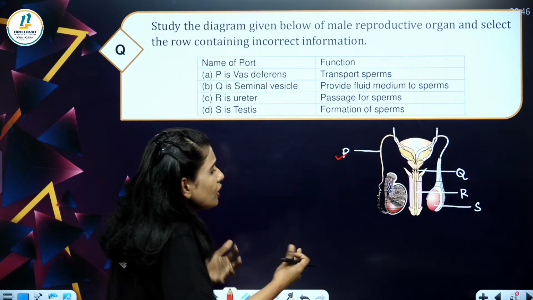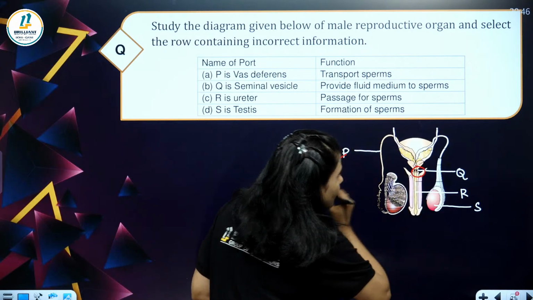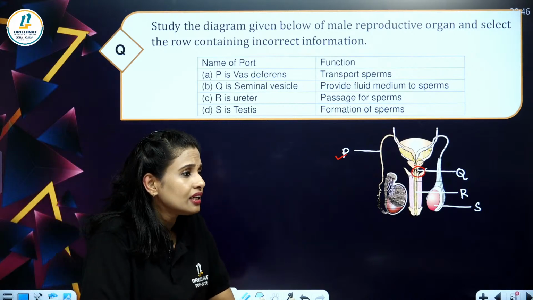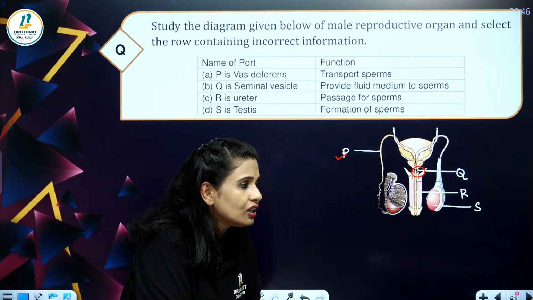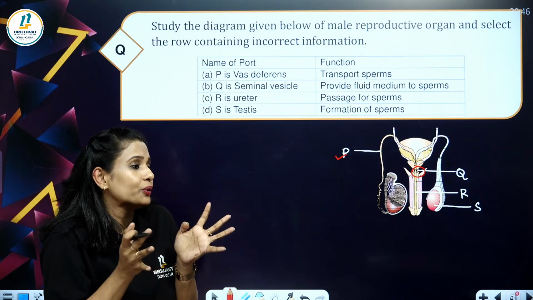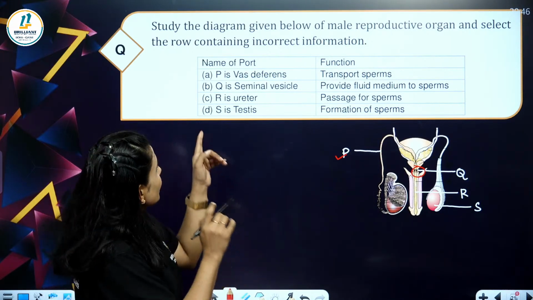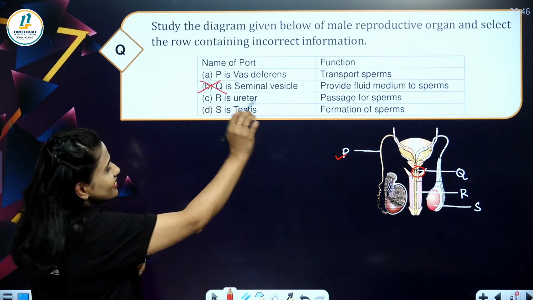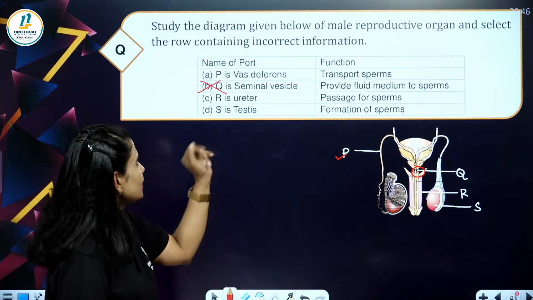So where is Q? Q is marked here. Is that seminal vesicle? No, it is not seminal vesicle. It is bulbourethral gland. So the Q which is marked is the wrong one.